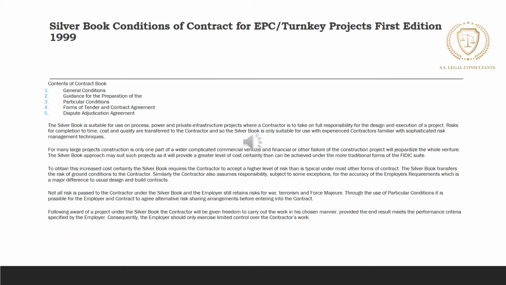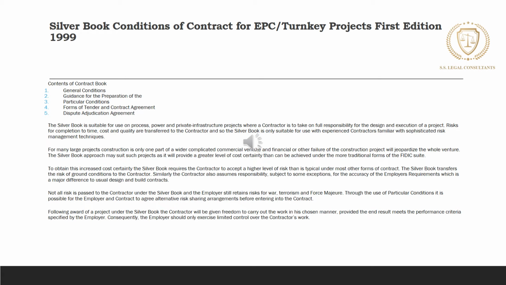The Silver Book is the conditions of contract for EPC Turnkey projects, which are engineer, procure, construct projects. These are projects that require the contractor to provide a complete facility to the employer that is ready to be operated at the turn of a key.